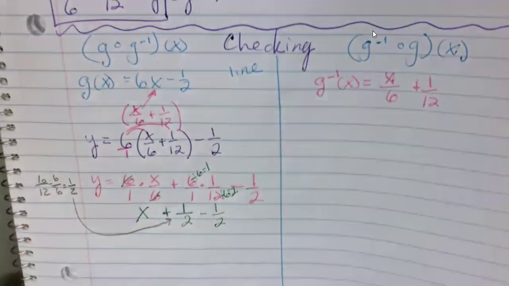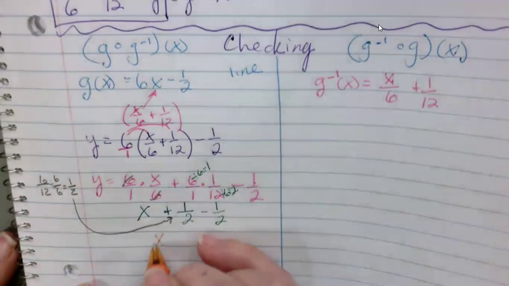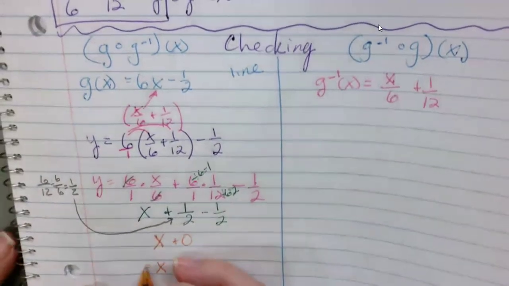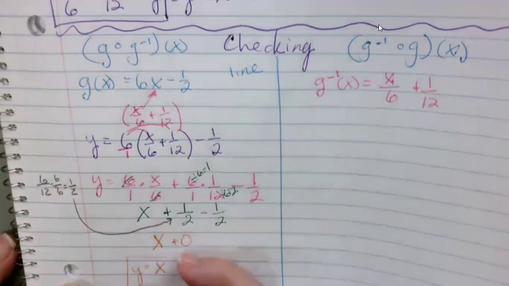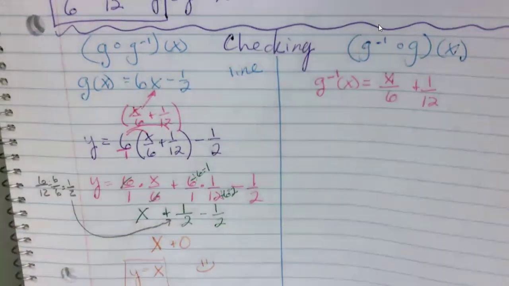Then, super fun, plus 1/2 minus 1/2 is 0. So we get x plus 0. Well, we don't need that. And then there used to be a y over here. If we get y equals x, we're doing it right. That means our inverting was done correctly and it works.